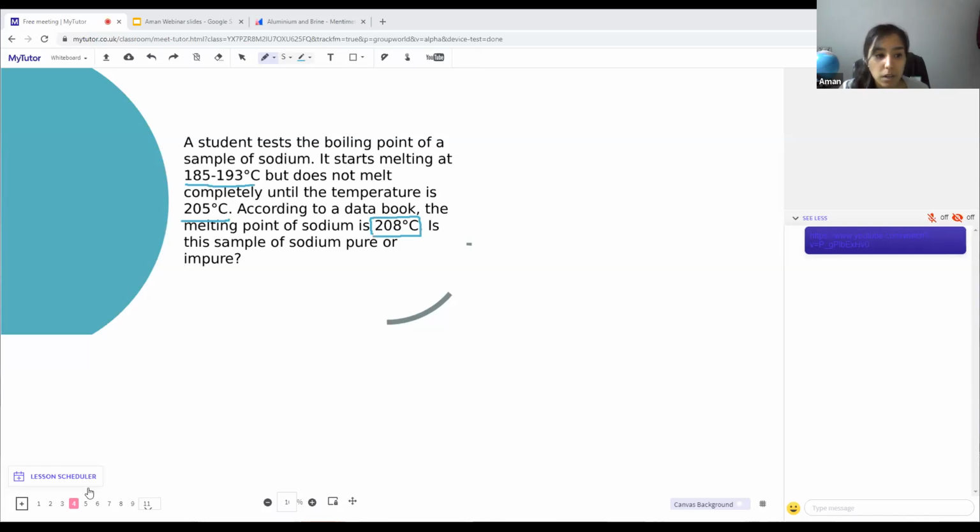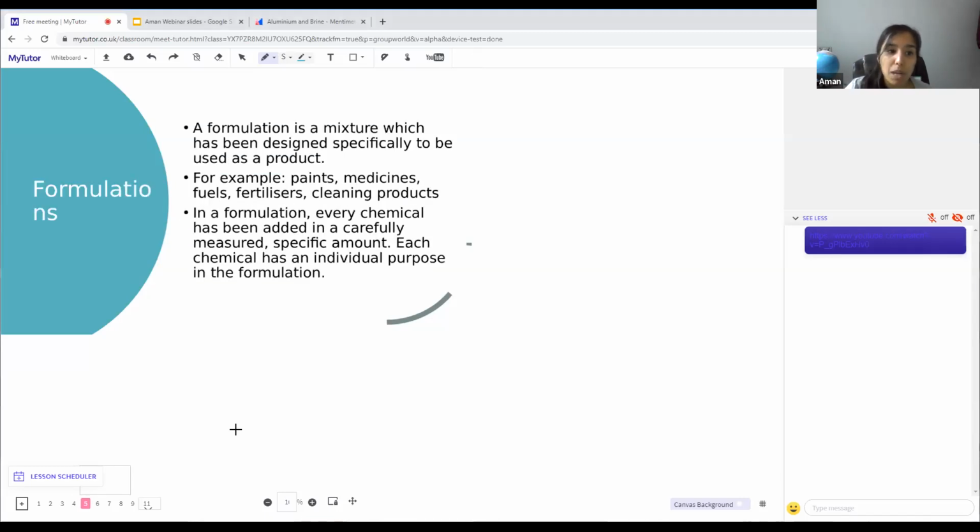Okay, great. Let's move on to formulations then. Formulations are still part of the topic of purity. Essentially a formulation is a mixture which has been designed specifically to be used as a product. So it's not a pure substance, but we need to know what formulations are because they are mixtures designed specifically to be used as a product. So they are useful mixtures.